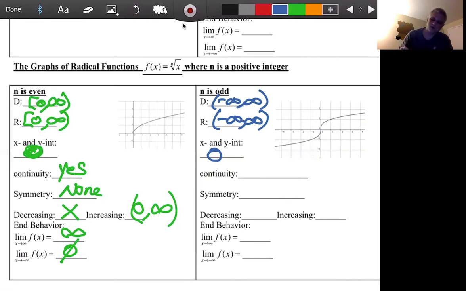Is there continuity? Well, once you start drawing, do you ever have to pick your pencil up? You don't. So there is continuity, right? That would be yes. Is there symmetry? Well, it's not symmetric to the y-axis because this would have to be over here. It's not symmetric to the x-axis because that would have to go over here. But yeah, this is symmetric to the origin, like an odd function. Okay? All odd functions are symmetric to the origin. We learned that back in Unit 1. So we are symmetric to the origin.